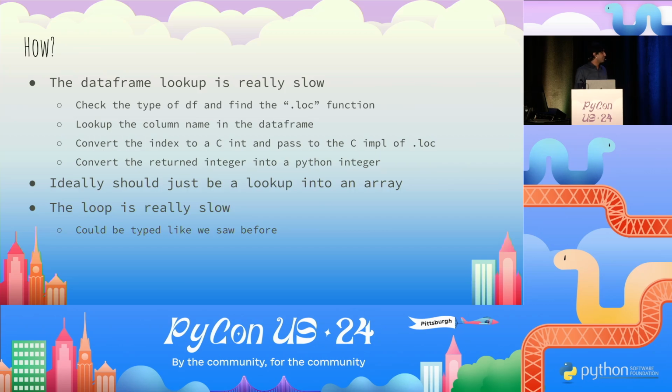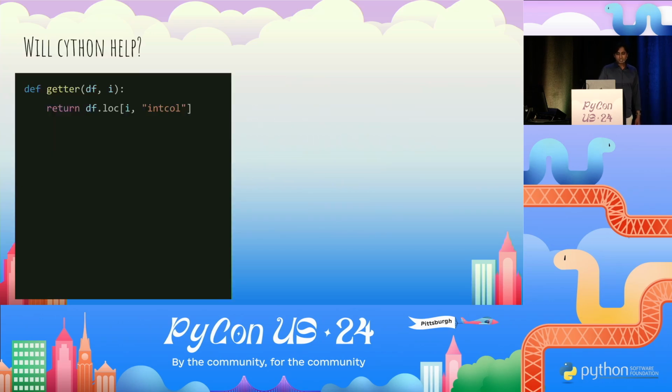First, we identify that the whole operation that we're doing first needs to go and find the column in the data frame. Then it needs to convert the index into a C index, integer. It needs to look up where the .loc function is for the data frame. And then it needs to convert the returned integer back into a Python integer. Ideally, this should just be a lookup, right? This is not a complicated operation. Also, the loop that we saw is slow, the same problem as we saw before, while summing up the 1,000 integers.